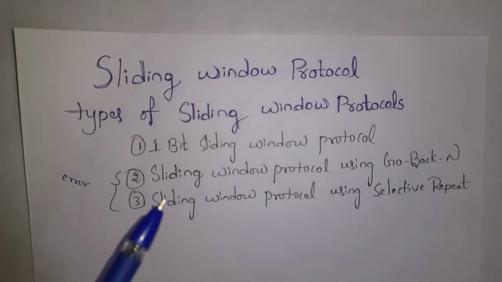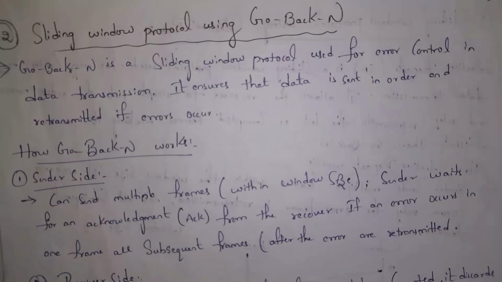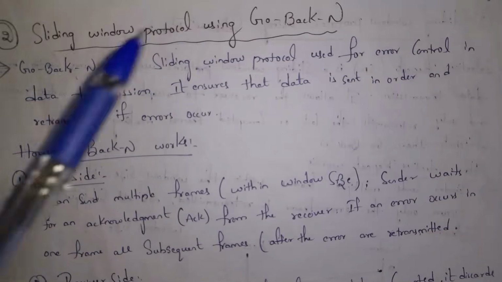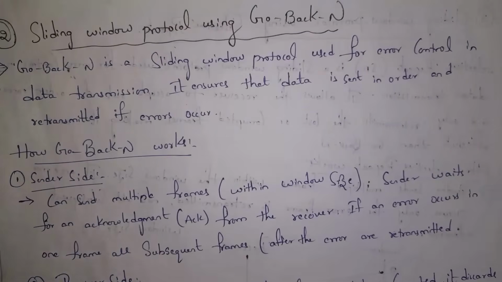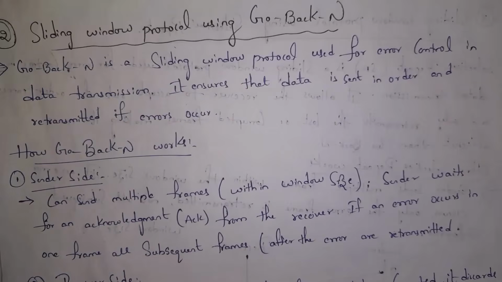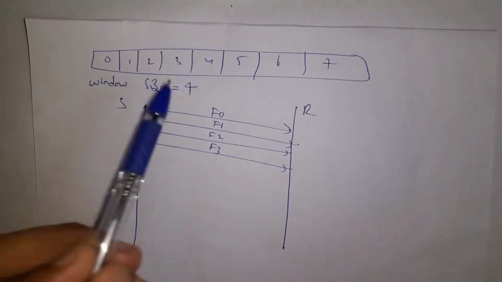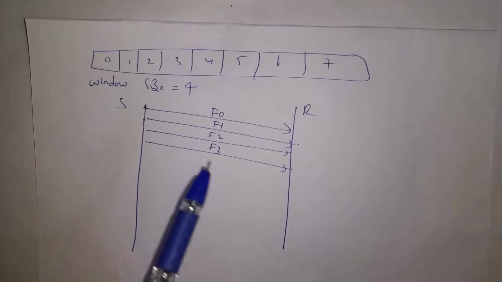Guys, we'll use sliding window protocol using go back N and sliding window protocol using selective repeat only when there are errors in data transmission. At first, I'll explain what is sliding window protocol using go back N. Go back N is a sliding window protocol used for error control in data transmission. It ensures that data is sent in order and retransmitted if error occurs. For example, sender wants to send total 8 frames from 0 to 7 and window size is 4. As window size is 4, sender can send 4 frames at a time.